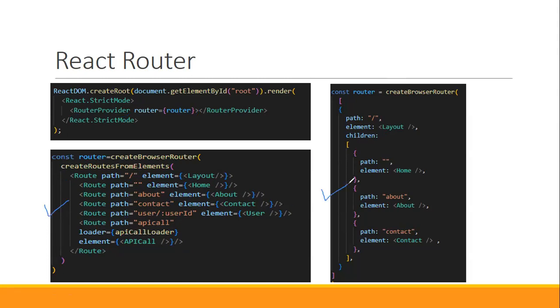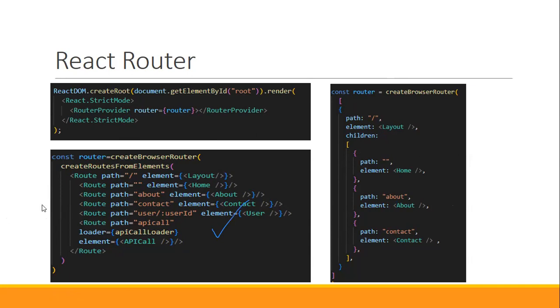If you are comfortable with it, fine, because both have the same properties. You can see path and element here, and path and element here also. But rather than maintaining it in the form of an array, which is a little bit complex and lengthy for me, rather than just visiting these particular tags, I normally prefer this type of thing.